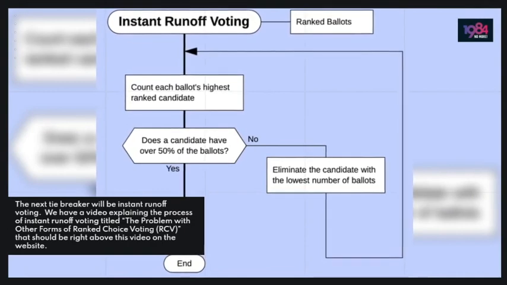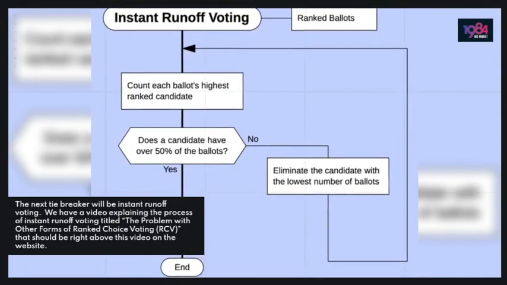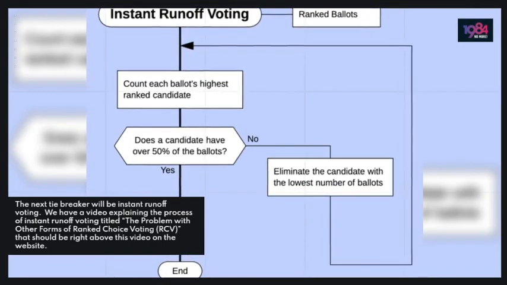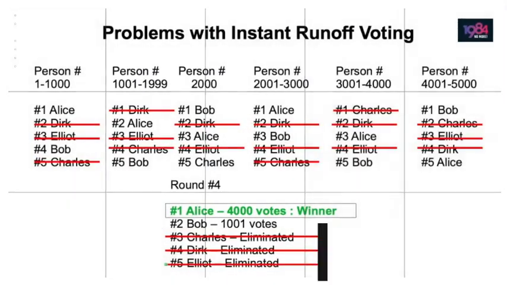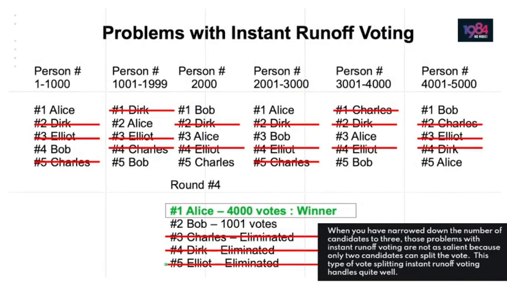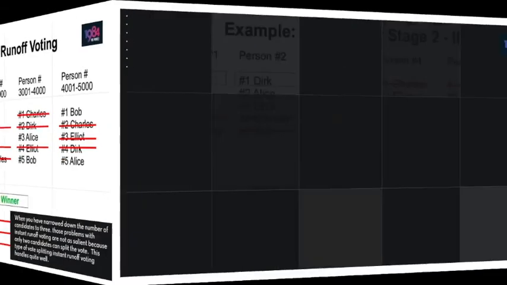We have a video explaining the process of instant runoff voting titled The Problem with Other Forms of Ranked Choice Voting, RCV, that should be right above this video on the website. When you have narrowed down the number of candidates to 3, those problems with instant runoff voting are not as salient because only 2 candidates can split the vote. This type of vote splitting instant runoff voting handles quite well.